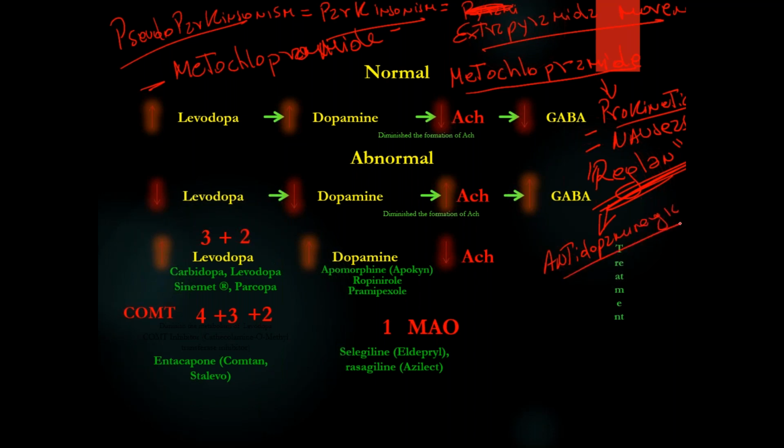So with Reglan, the mechanism of action is antidopaminergic. That means that it's going to oppose the effect of the dopamine. And what happens in Parkinson's? Low levels of dopamine.